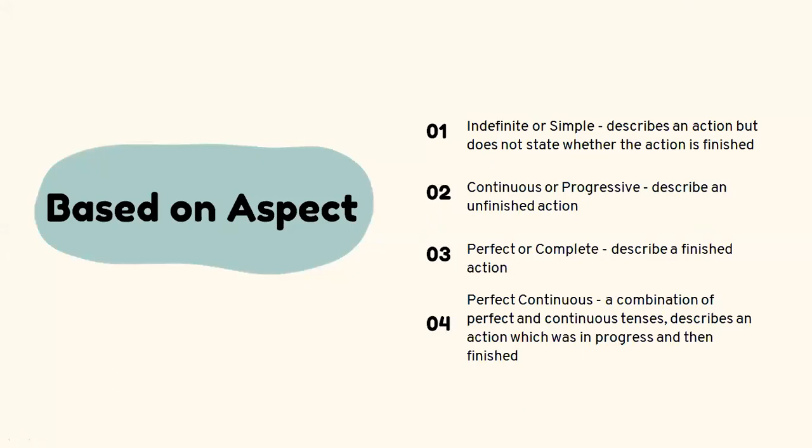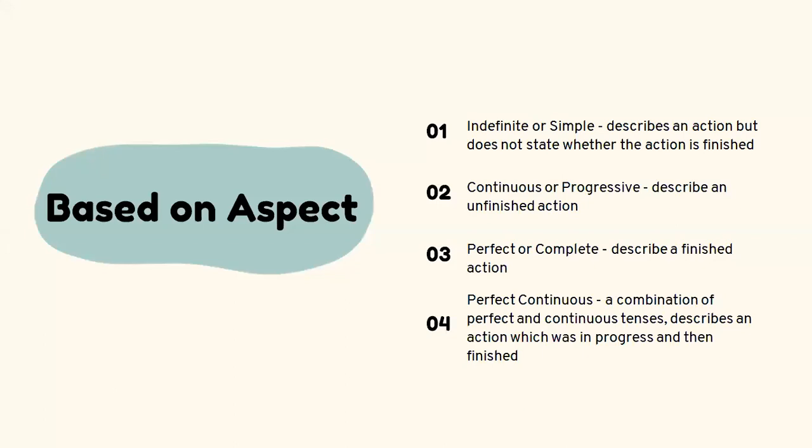Then the second one is the continuous or progressive tense, which means the action keeps on going but is not finishing, right? So this describes an unfinished action, like my mother is cooking. The action keeps on going. In that sentence, we didn't say what time she finishes her cooking, we just say she is cooking. So that is the continuous or progressive tense form.